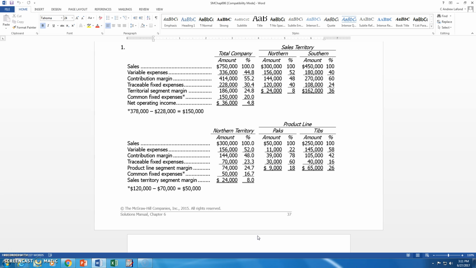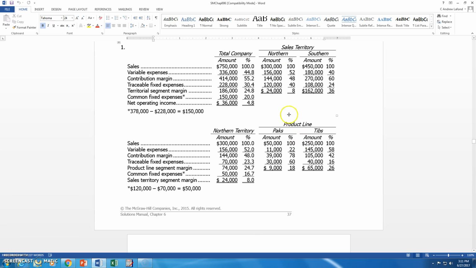We're asked in this problem in the first part to prepare a contribution format segmented income statement, first showing the total company broken down between sales territories and then showing the Northern Territory broken down by product line. In addition, for the company as a whole and for each segment, we're asked to show each item on the segment income statement as a percent of sales.